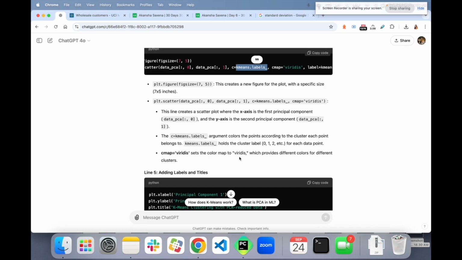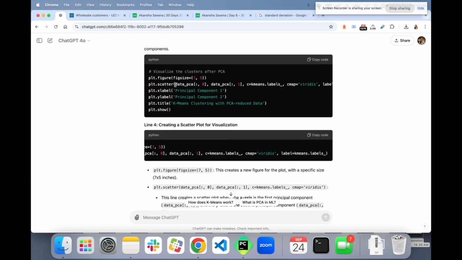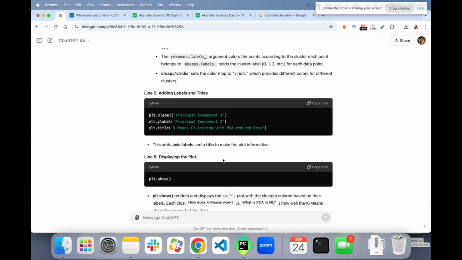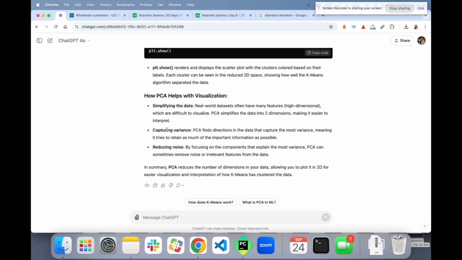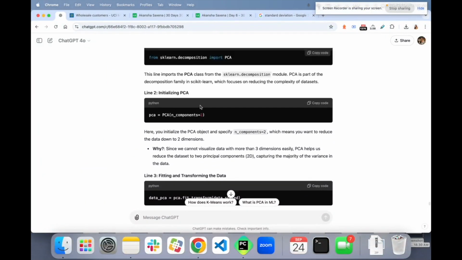The cmap sets the color map to viridis, which provides different colors to different clusters. So we are going ahead with different colors for different clusters. The labels are going to be the same again. And then on the x-axis we are going to have principal component 1, and on the y-axis principal component 2. That's what we are plotting the scatter graph for, and then we will show it. Let me copy paste this thing here.